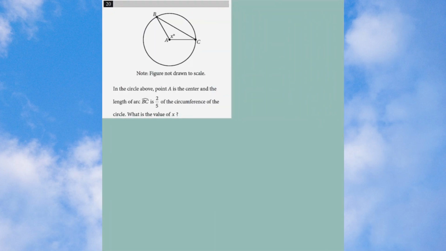Question 20. In the circle above, point A is the center, and we have an arc BC, which is 2/5 of the circumference of the circle. What is the value of x? Well, we know that BC is 2/5, which is like 40%. We know that circles are 360 degrees, so the angle must be 40% of 360. Well, 40% is the same thing as 0.4. So multiplying this together, we have 360 degrees times 0.4, which is 36 times 4, because 10% of 360 is 36. 36 times 4 is 144.